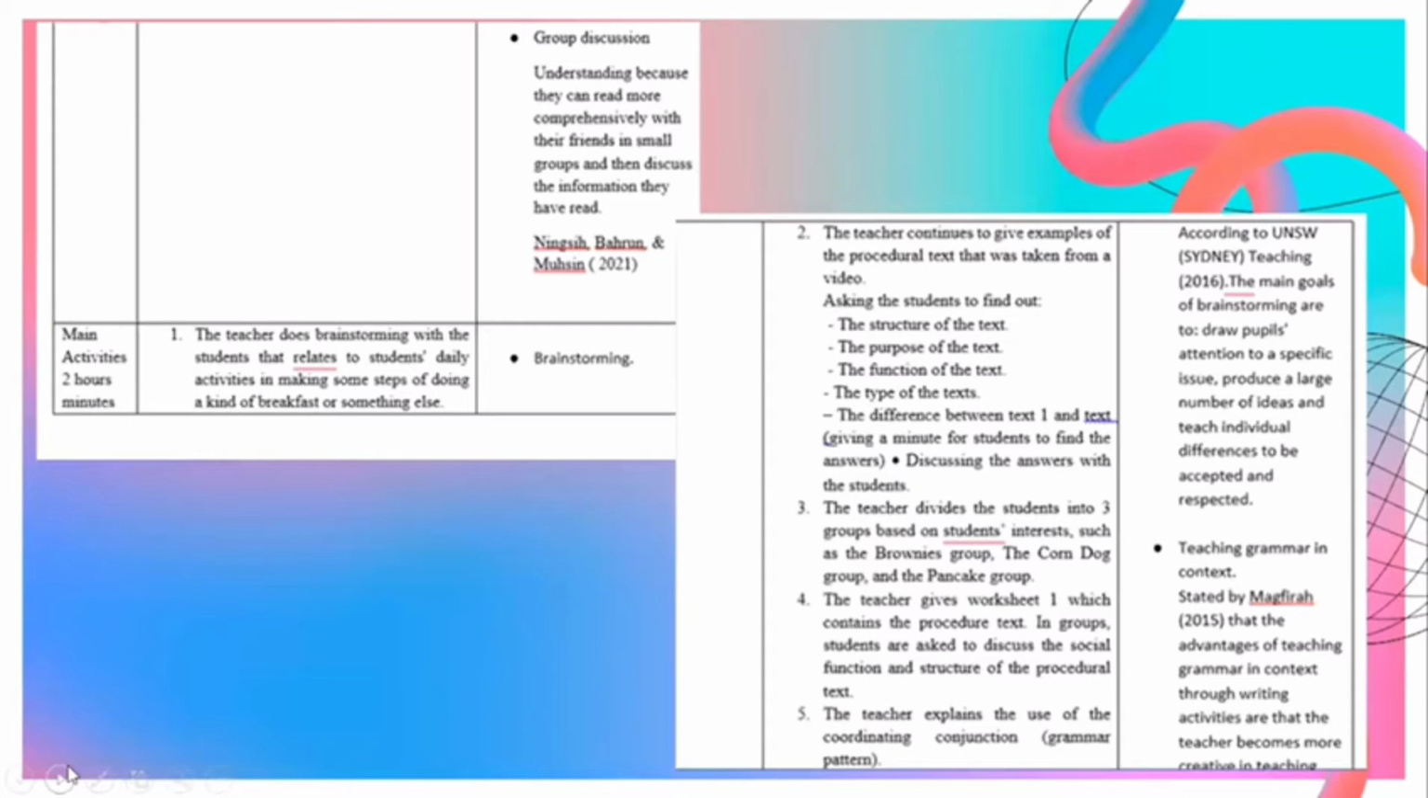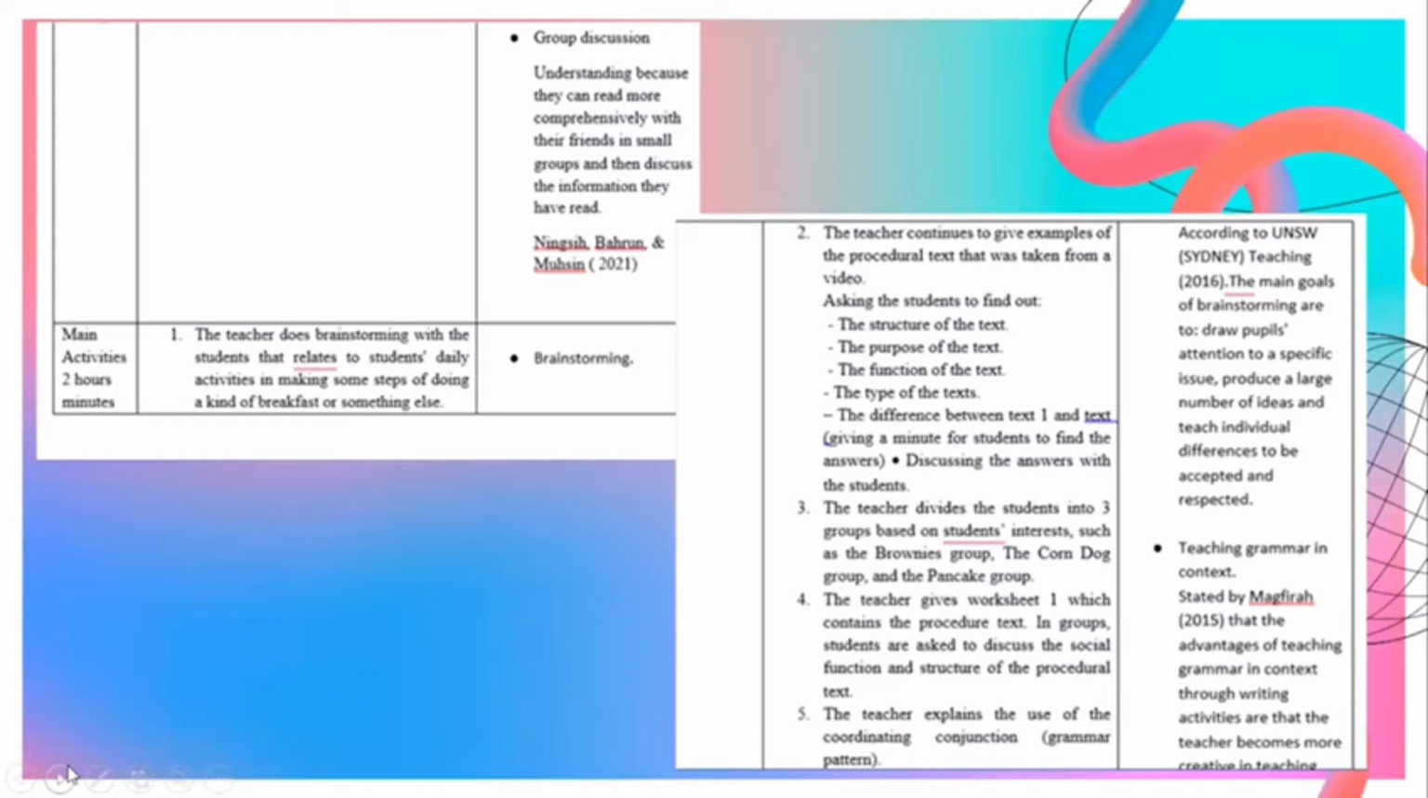Okay, in this main activities, there are some materials and their rational value. The first one is brainstorming. According to UNSW Sydney Teaching 2016, the main goals of brainstorming are to draw pupils' attention to a specific issue, produce a large number of ideas, and teach individual differences to be accepted and respected.